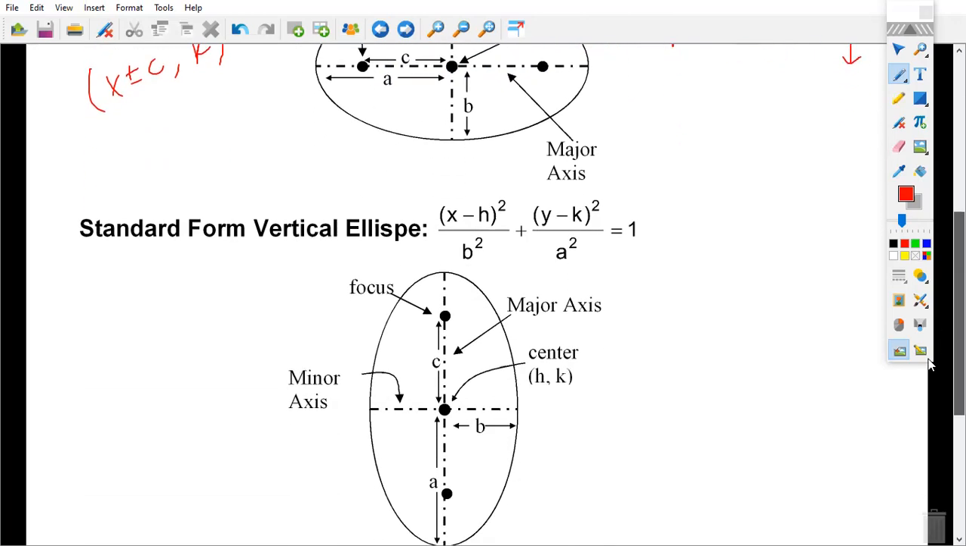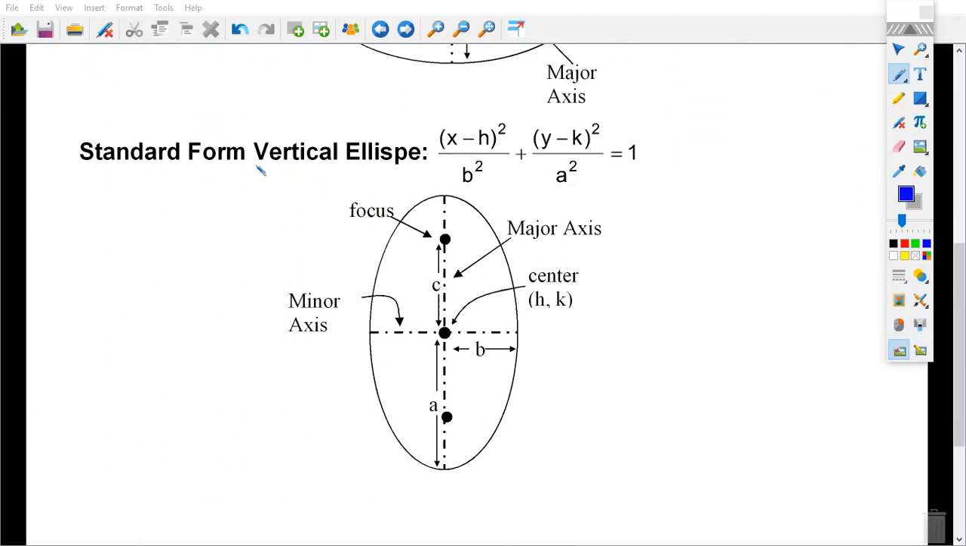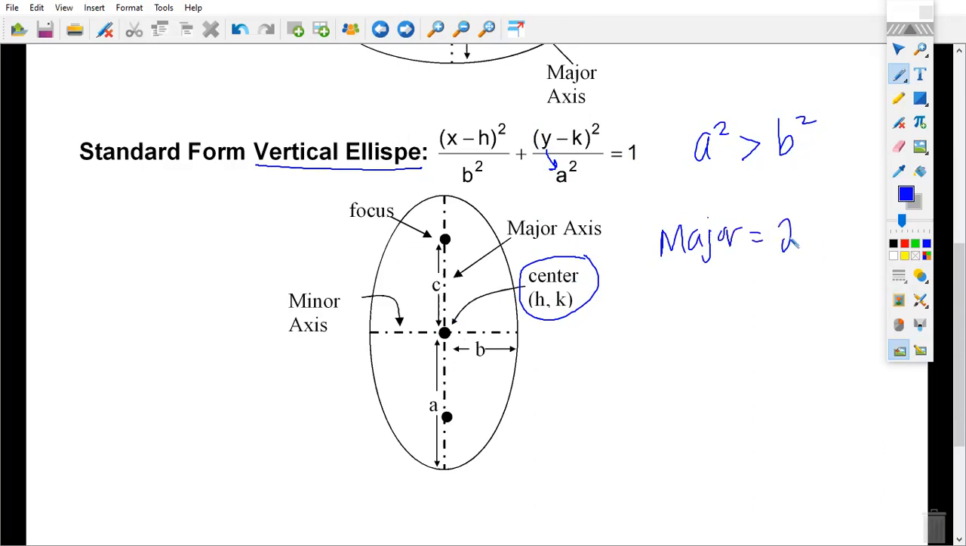Our vertical, pretty much the same thing. H and K are still your center, and your A squared is still going to be greater than your B squared. How you know that it's vertical is now that your A is with your Y. What this means for your ellipse is that your major axis, which still equals double your A, is now parallel to your y-axis. Your minor axis, which equals 2b, is going to be parallel to your x-axis.